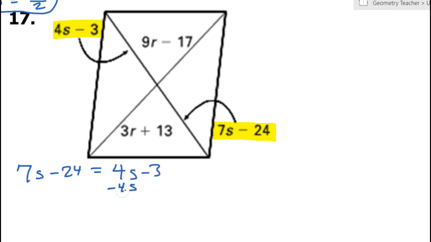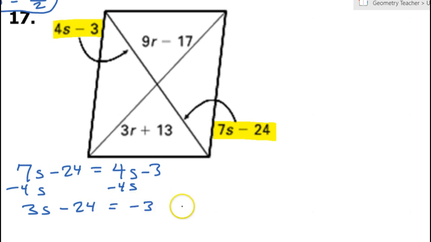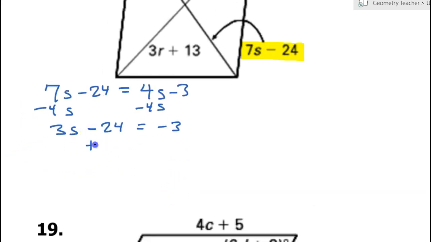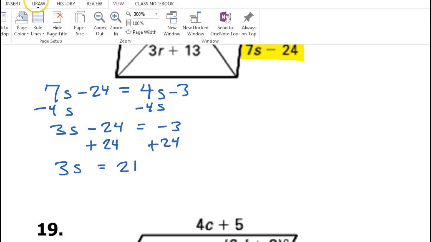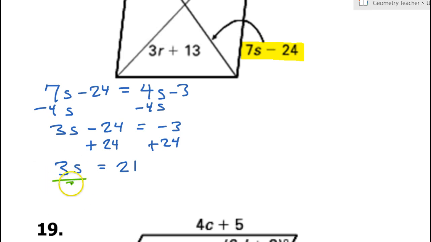If I subtract 4s from both sides, that gives me 3s minus 24 is equal to negative 3. If I add 24 to both sides, then I'm going to get 3s is equal to 21. And then I would divide both sides by 3, and I end up with s is equal to 7.